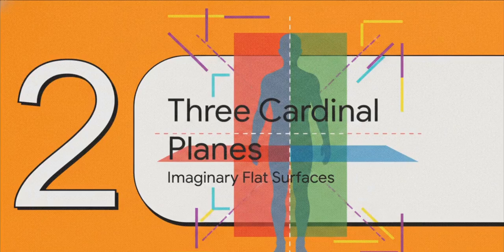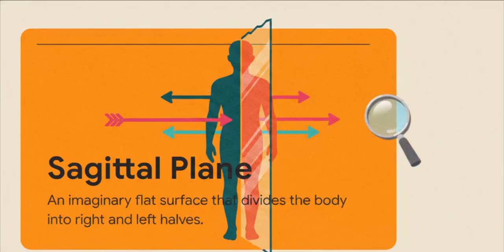Moving right along to Section 2, the three cardinal planes. With the body locked into that anatomical position, let's look at our first imaginary flat surface, the sagittal plane. By definition, it's an imaginary flat surface that divides the body exactly into right and left halves. Just imagine a giant pane of glass dropping straight down the middle of your nose, splitting your entire body perfectly into a left side and a right side. Any movement traveling parallel to this glass lives in the sagittal plane.